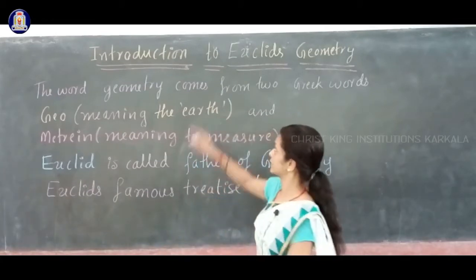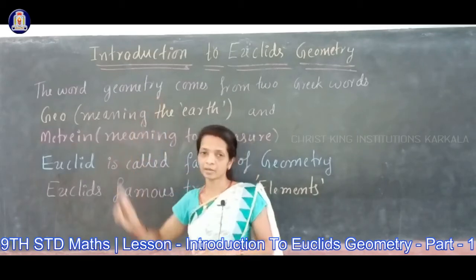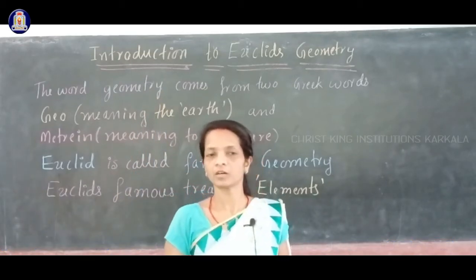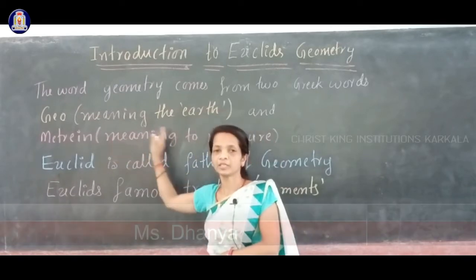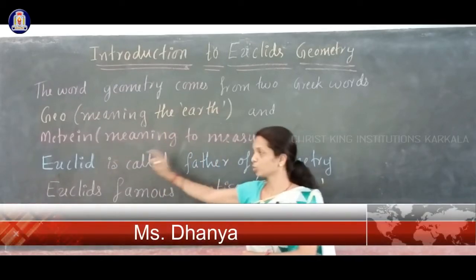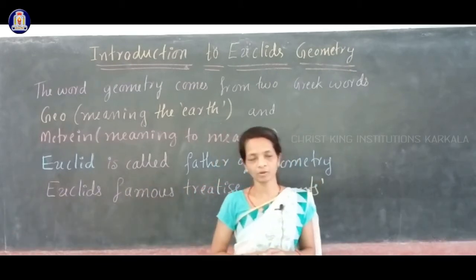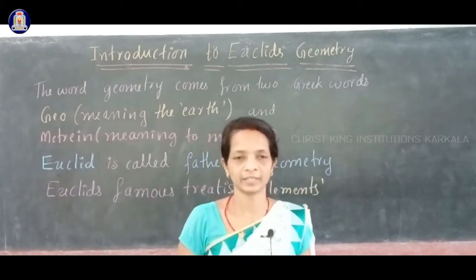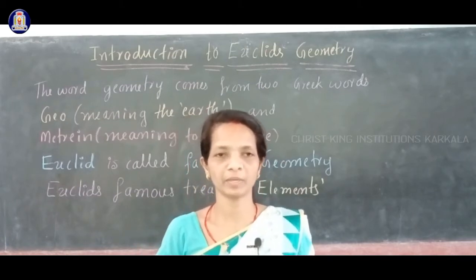Next chapter is Introduction to Euclid's Geometry. The word geometry comes from two Greek words: geo, meaning the earth, and metrion, meaning to measure. And you know that Euclid is called the father of geometry or founder of geometry. Geometry originated from the need for measuring land.